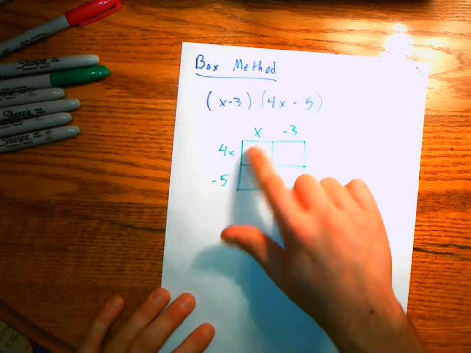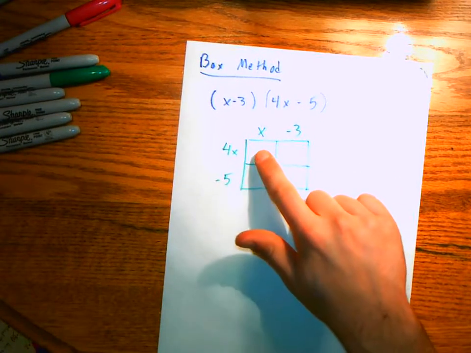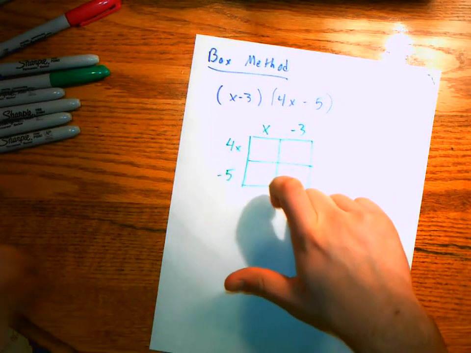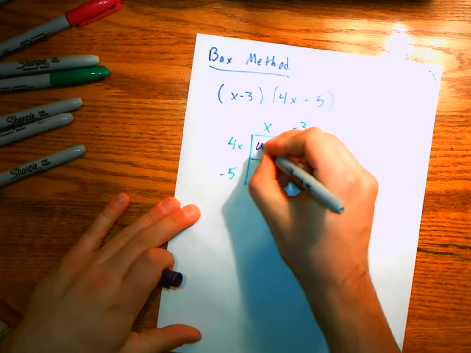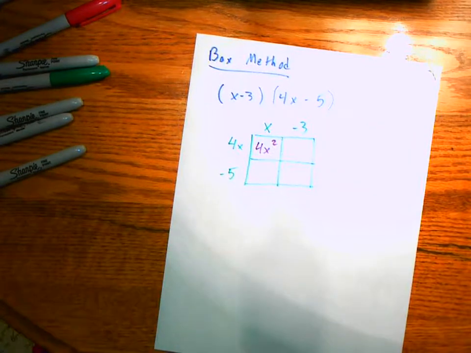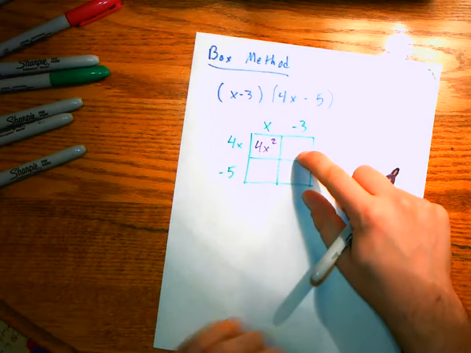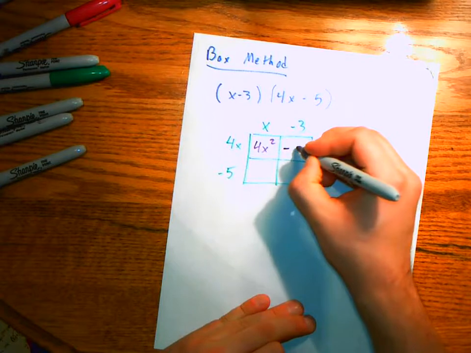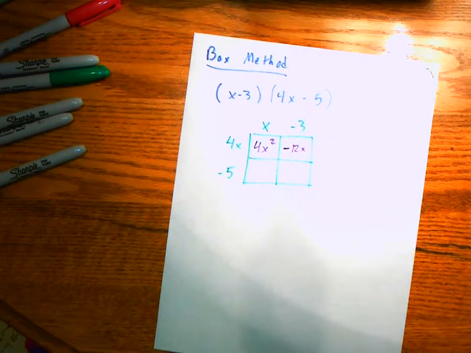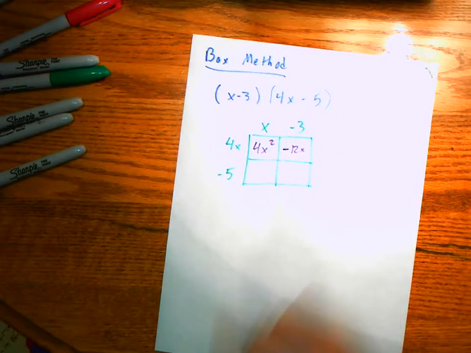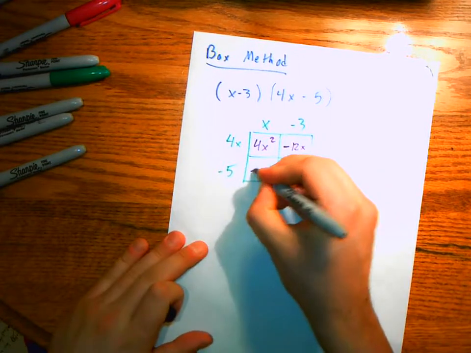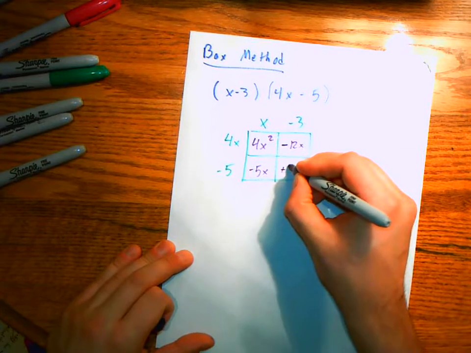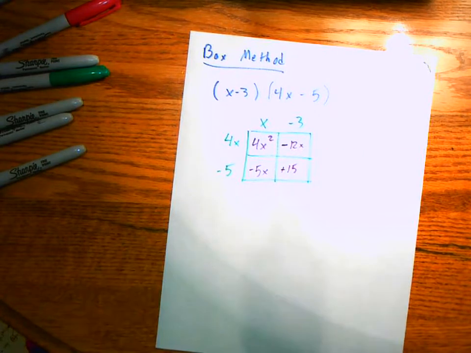Now each of the answers inside the box, or each of these four squares in here, is going to be the product of everything you see above and to the left. So this first box has an x above it and a 4x to the left. So you multiply x times 4x to get 4x squared. Then the top right box means you multiply the negative 3 times the 4x. Positive times a negative is negative. 3 times 4 is 12. And there is an x present. Bottom left is x times negative 5, negative 5x. And the bottom right, negative 5 times negative 3 is a positive 15.